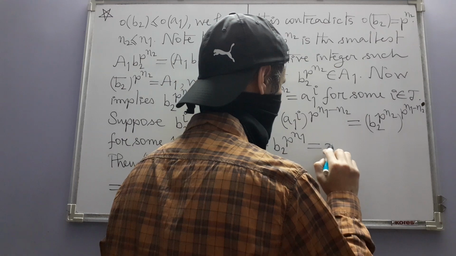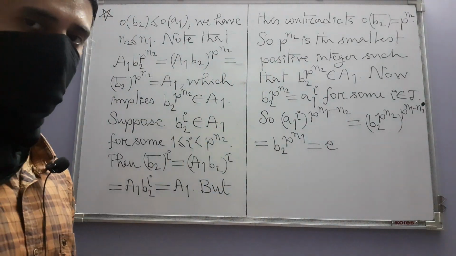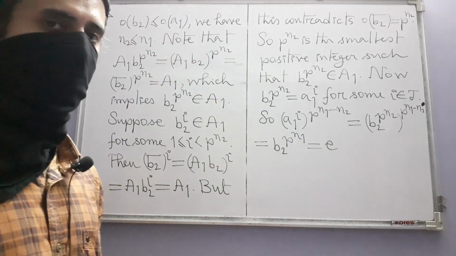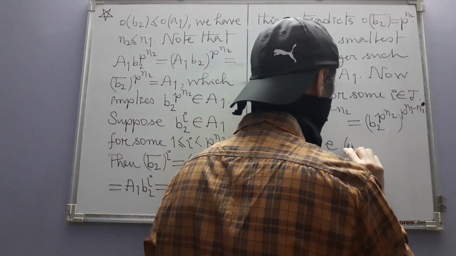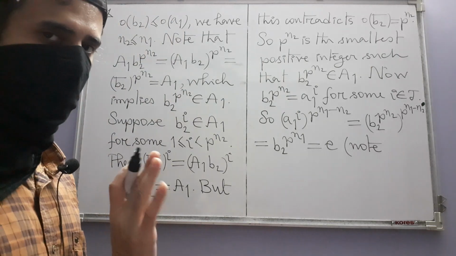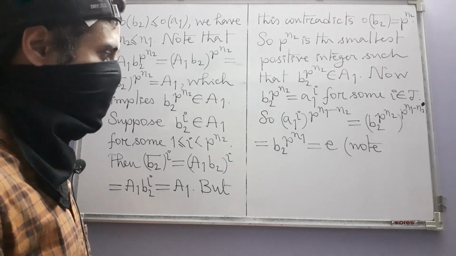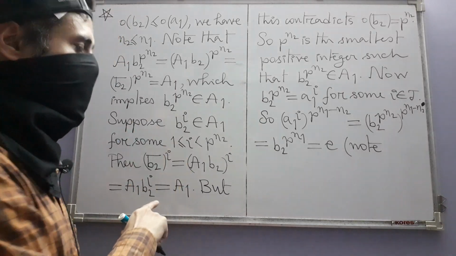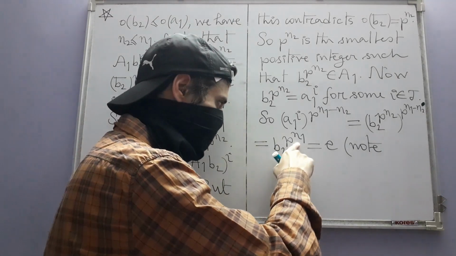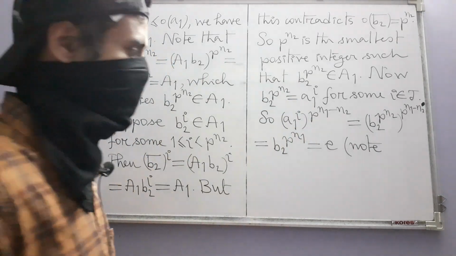And this is equal to the identity. This identity E is, of course, the identity of our original group G. But why is this equal to identity? Note that, of course, p to the power n1 is not the order of b2. We don't know what the order of b2 is. We only know that the order of b2 bar, a1 b2, is p to the power n2. And this is the order of a1, this element, maximum possible order.